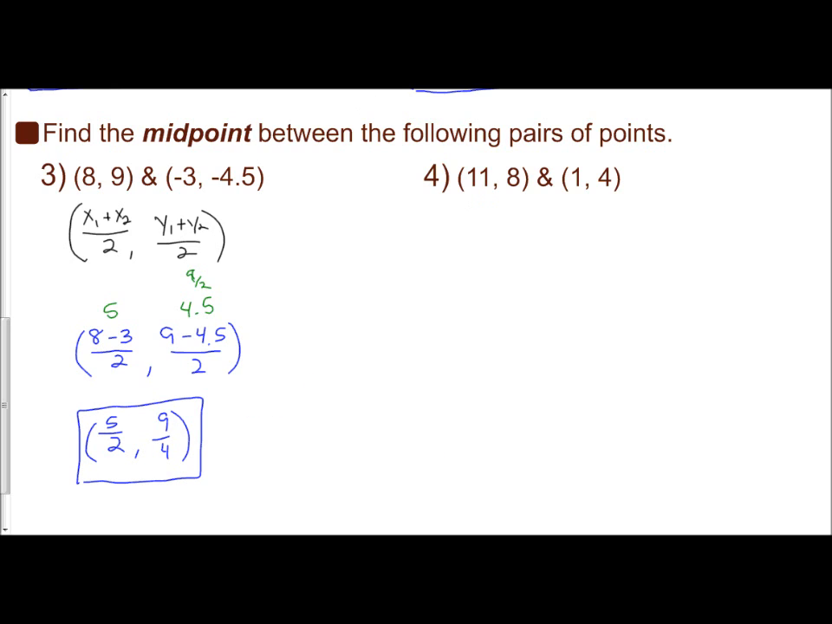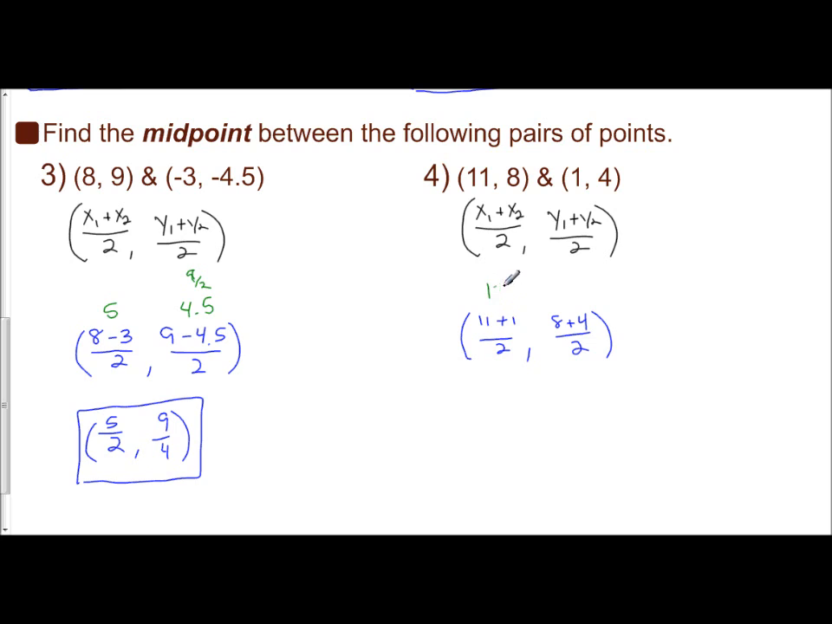Same idea, we're asked to find the midpoint given 2 endpoints. So we have our midpoint formula. And we're just going to plug in and simplify from there. So we have 11 as our x1. So 11 plus x2, which is 1. So you have 11 plus 1 divided by 2. And you have 8 plus 4 divided by 2.